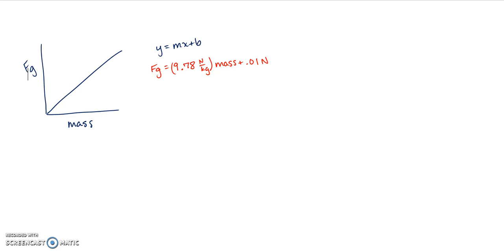Okay, so we're going to talk about the force of gravity versus mass lab that we just completed. And I'm going to go through kind of a walkthrough, a debrief of what we discussed in class. So in case you missed that day or you just want to revisit the topic, this will help you out.